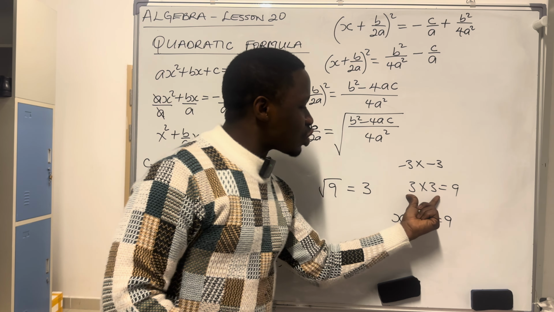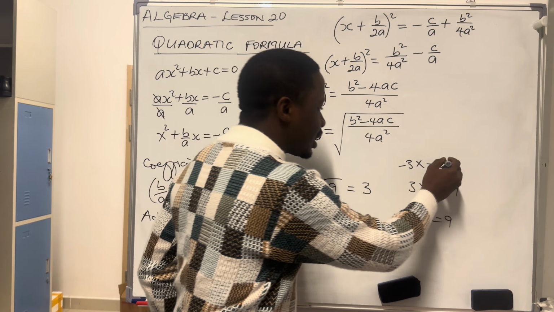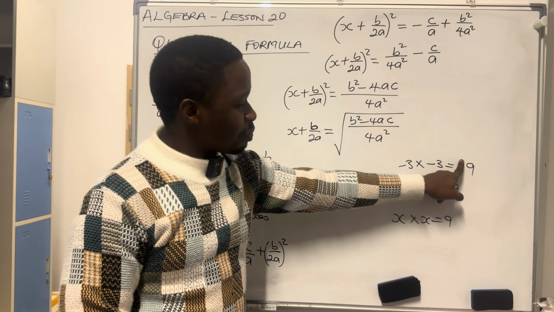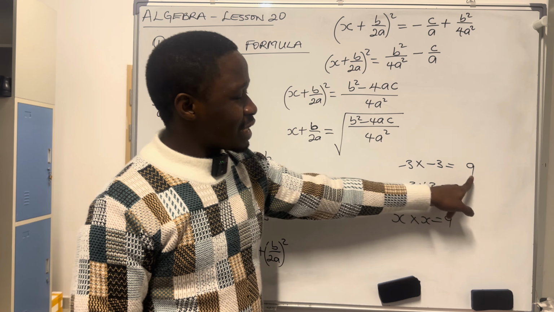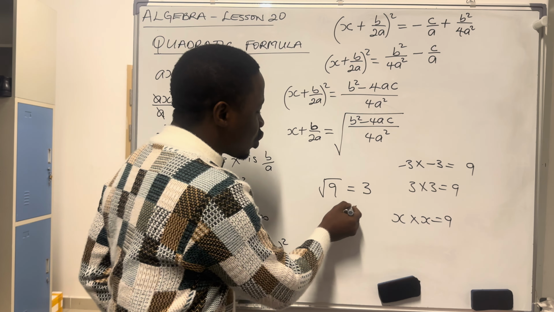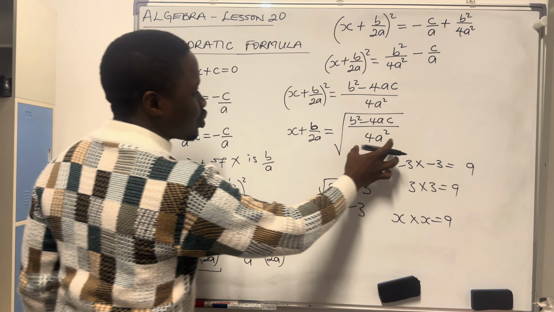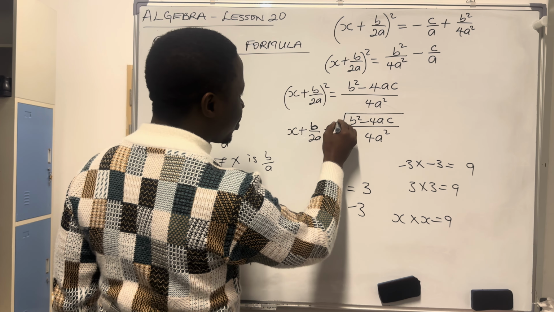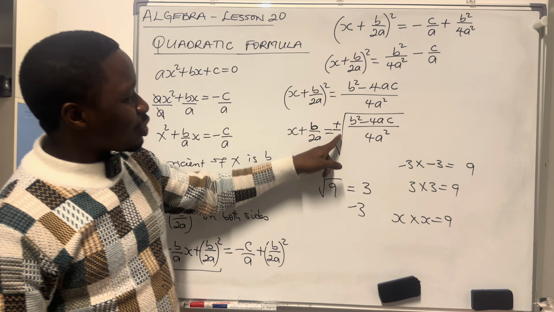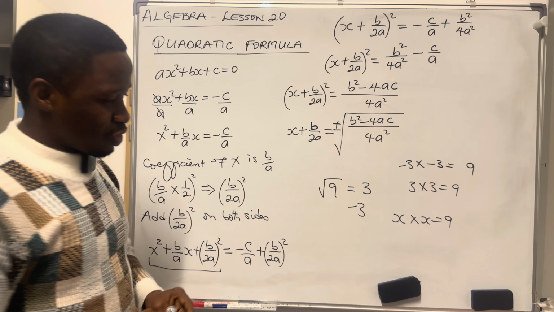The square root of 9 is 3 because 3 times 3 is 9. But this is not only what will give us 9. Even minus 3 times minus 3 will give us 9. How? Minus times minus is plus. 3 times 3 is 9. So the square root of 9 is not only 3, it is also minus 3. Because of that, the square root of any positive number is plus or minus. If you have been seeing plus or minus in the quadratic formula, this is the reason we have plus or minus.